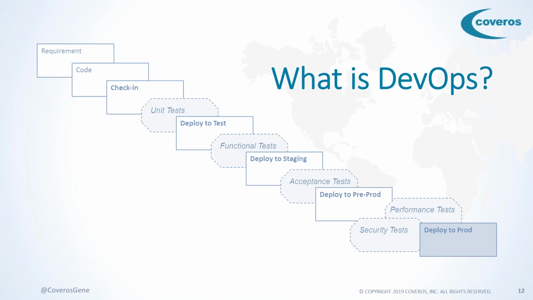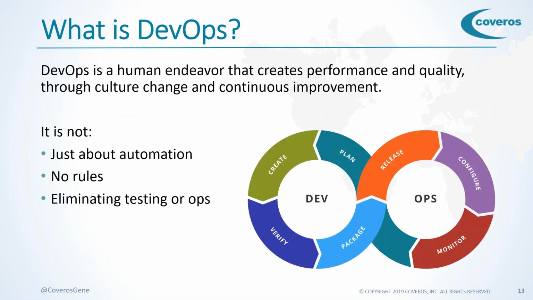All right, here we go. So what is DevOps? I've talked a lot about what's around it. DevOps is a human endeavor that creates performance and quality through culture change and continuous improvement. So you can see why I focus on culture change and continuous improvement.